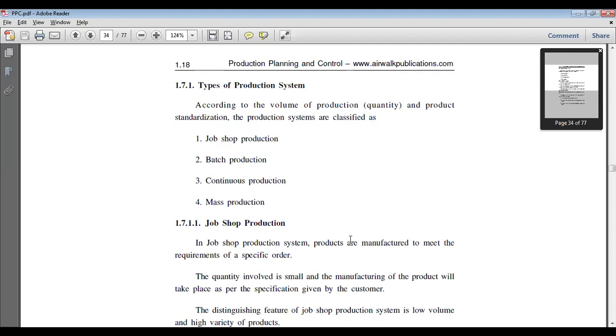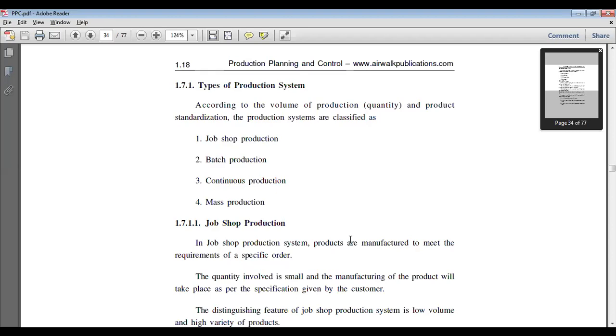For example, I have a servicing facility for air conditioners. Depending upon the jobs, depending upon the orders, I am producing. Some air conditioners come to me for service and overhaul. Then I check what components, what parts are required to be replaced. So I manufacture those parts and apply them. So this is job shop production, depending upon the particular order.